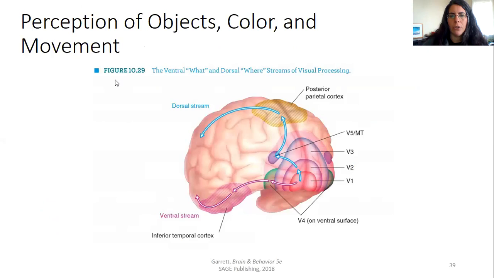So again, here are your streams. Dorsal stream to the parietal cortex, guiding movements. Ventral stream, the what. I have to label and identify what this object is.